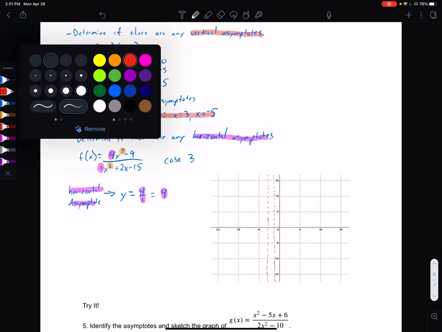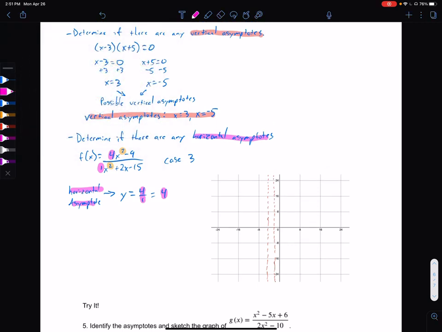And then our horizontal asymptote would be, what do we say, 4? So that's going to be right about here. Okay, that one's a little bit easier because it's directly between 0 and 8.